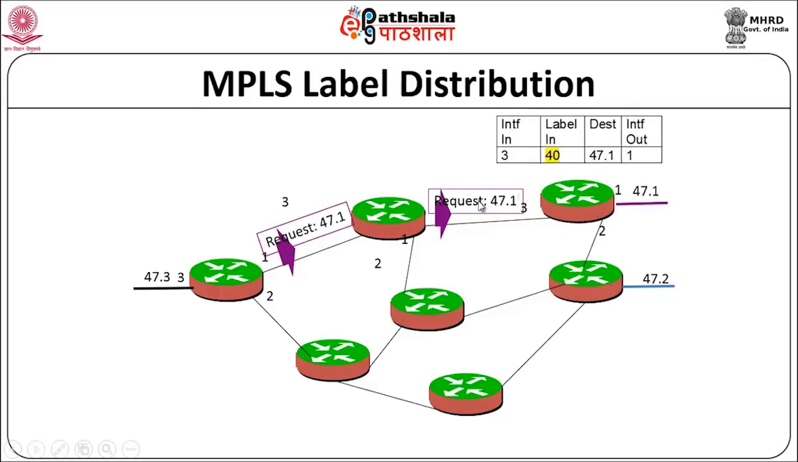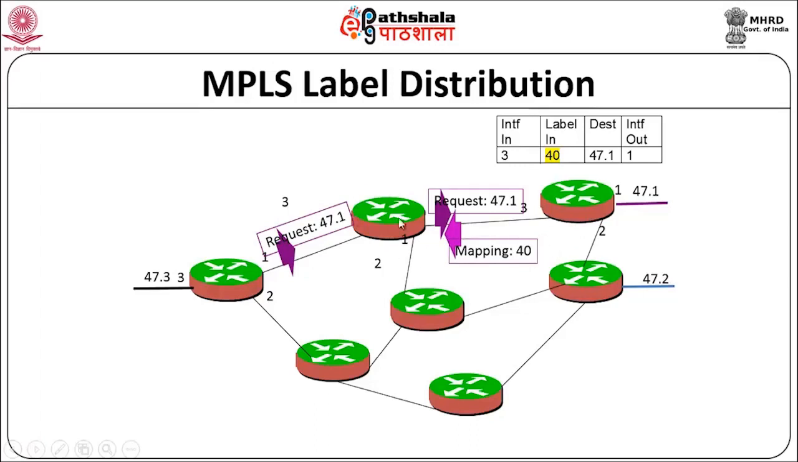It says, okay, if I am getting a packet destined for 47.1.1 which comes in on this interface, I know I have to send it out on interface 1, and the label I will assign for this is 40. So this information will now be conveyed by this router to its downstream router, right? Now it will send a mapping saying, the mapping that I am giving you is 40, for this FEC, the request that you sent.